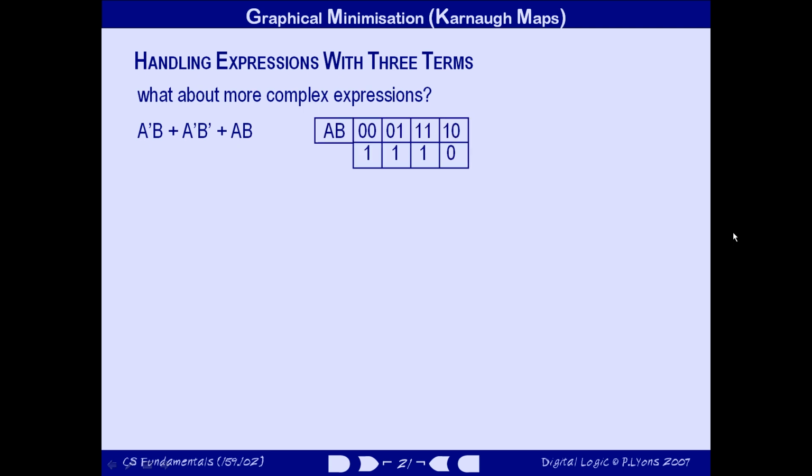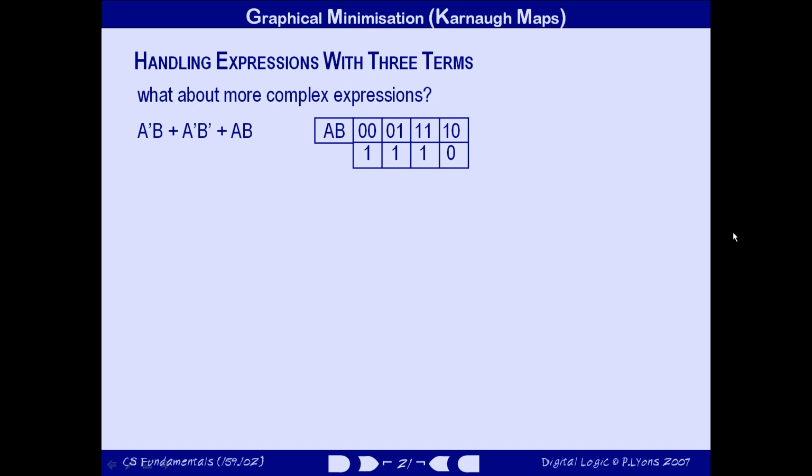Now we've looked exhaustively at minimizing expressions with two terms, but the technique can also be used when the expressions have more than two terms. Here's a three-term expression: not A and B, or not A and not B, or A and B. We'll draw up the truth table, horizontally this time, because people often draw up the truth tables for K-maps horizontally instead of vertically. But note that the order of the input combinations again goes 0, 1, 3, 2, as in the vertical case, and we insert ones that correspond to the expression that we want to minimize.